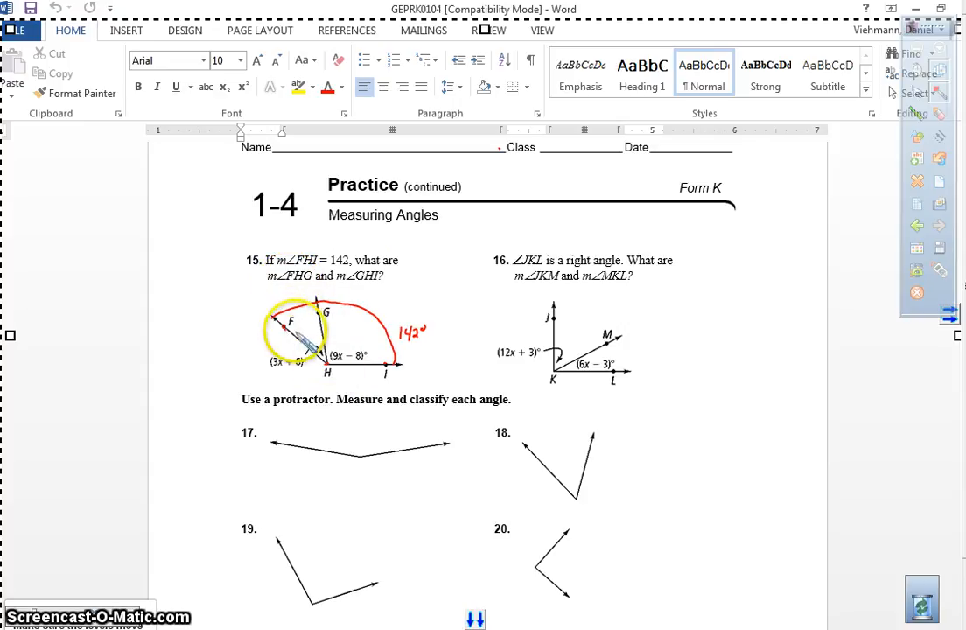So what are the measure of angle FHG? FHG, so that's a part. We got to find that. And then we got to find the measure of angle GHI. Okay, so another part as well. Any questions on what the question is asking us to do? Now that we understand what the question is asking, we need to answer it. What is the first step in answering the question?